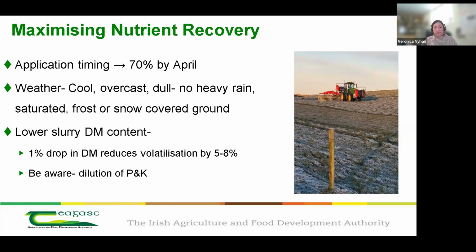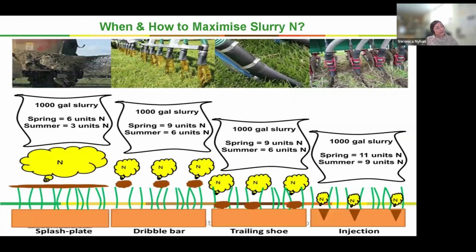By reducing the dry matter by about 1%, we're reducing volatilization by 5 to 8%, but you will be diluting your P and K content because, as we stated earlier, dry matter relates to the nutrient content. And finally, using low emission slurry spreading techniques. So this relates to what Patrick Forstall was speaking about last week, so I won't dwell too much on it because I know I'm already behind time.